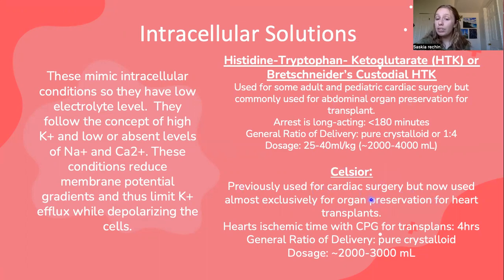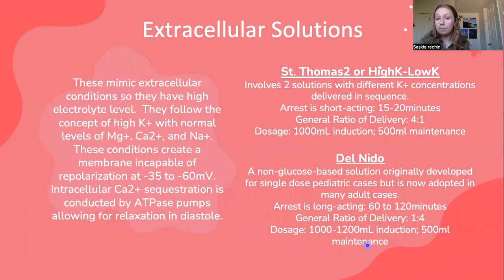People use it for hearts too. However, Celsior is going to be your most common heart preservation technique. It was previously used in cardiac surgery, but like I said, now it's going to be mostly used for your heart preservation for transplants. It has an ischemic time of about 4 hours, and it is delivered pure crystalloid in about 2,000 to 3,000 milliliter doses.